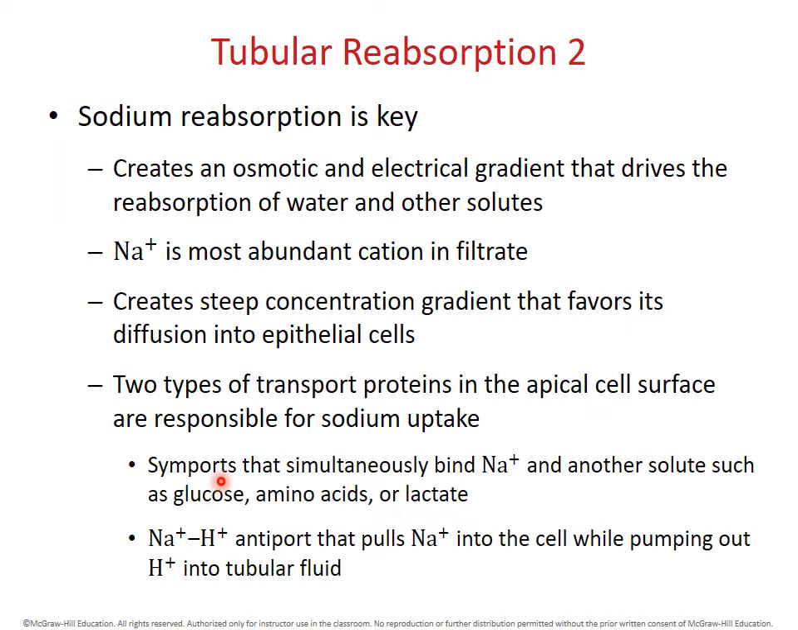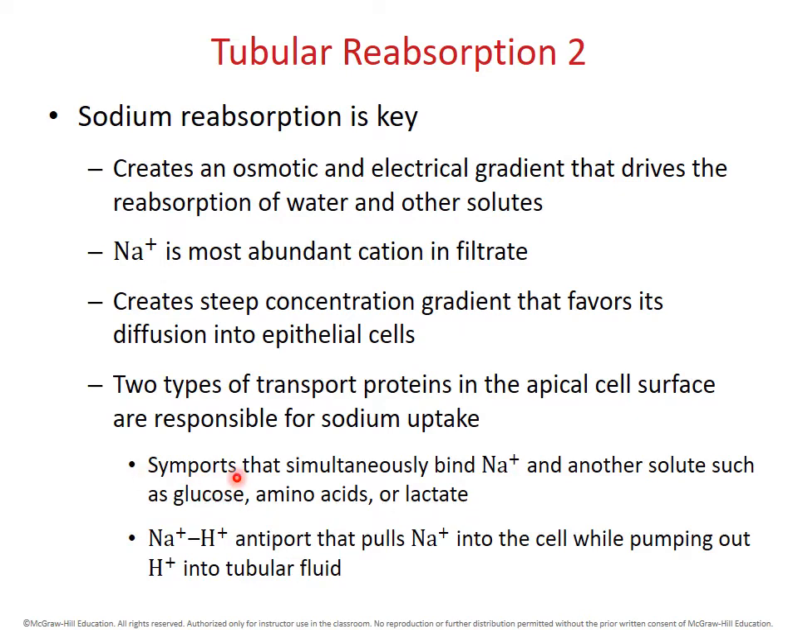Specifically, this particular symport is going to be a molecule that binds sodium and some other solute. So there are different types of symports. Some of them bind sodium and glucose. Some of them bind sodium and amino acids. Some of them bind sodium and lactates. And we actually have three different symport molecules, each designed to transport sodium with another type of molecule.